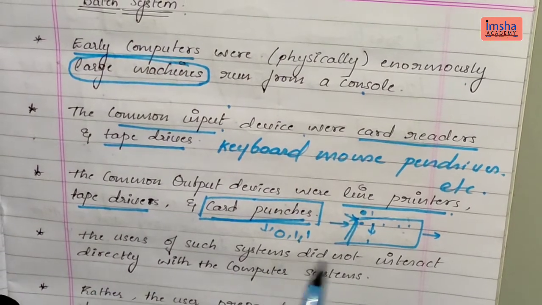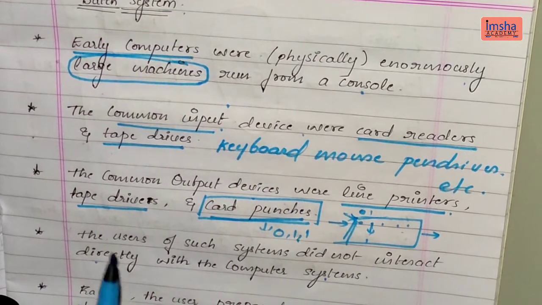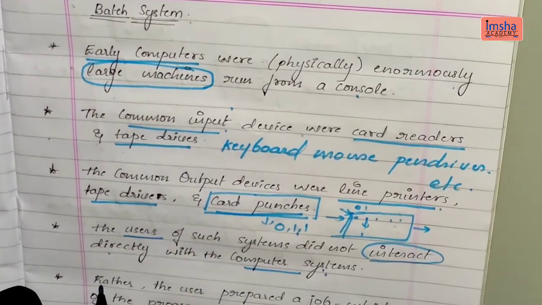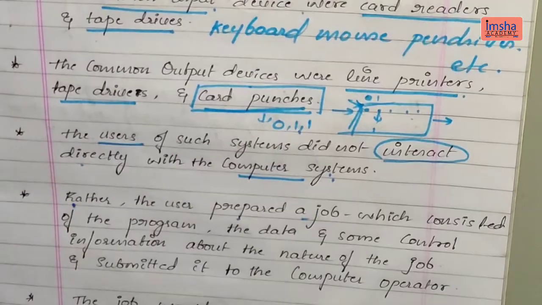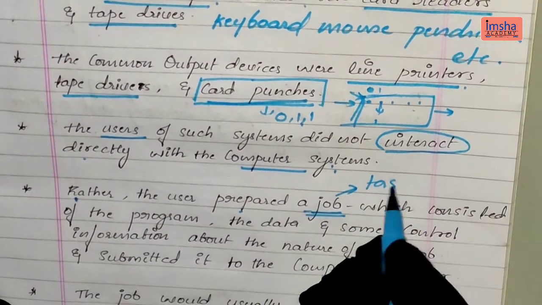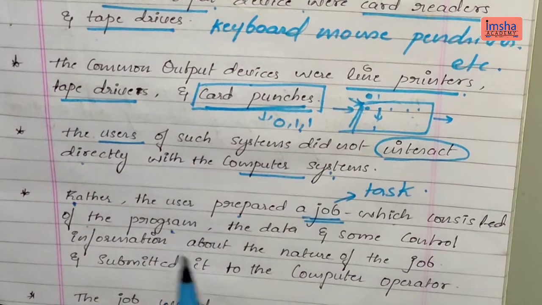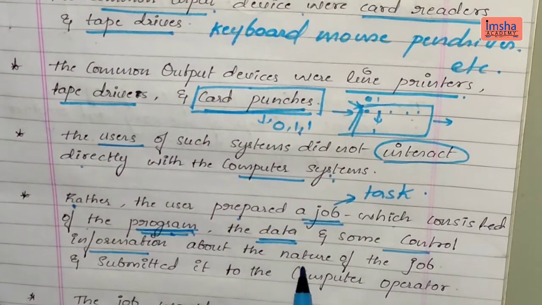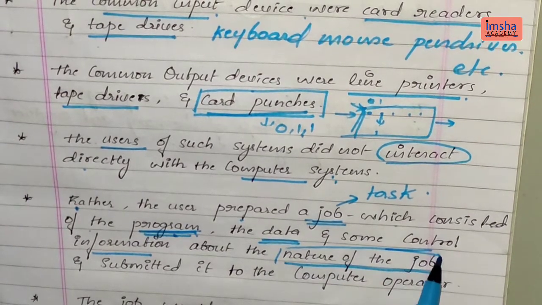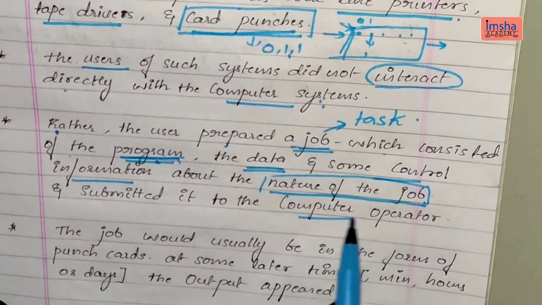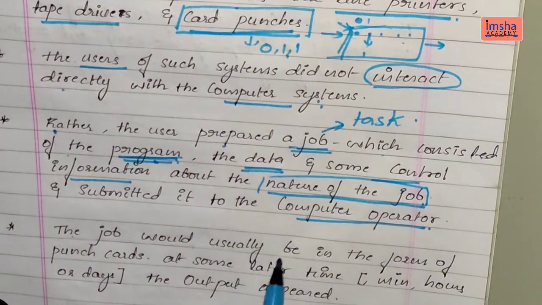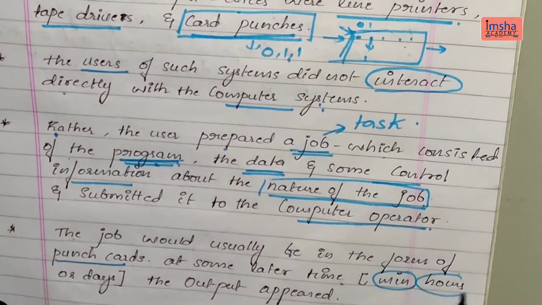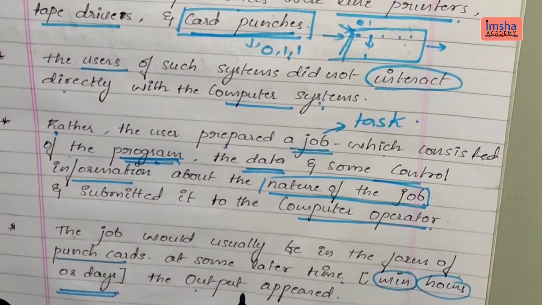The user of such a system did not interact directly with the computer system. As I said before, the user did not directly interact with the computer system. Rather, they would prepare a job, meaning the task they wanted to accomplish, which consisted of the program, in the sense the lines of code, the data, and some control information about the nature of the job, what exactly we have to do with this job, and submit it to the computer operator. The job would usually be in the form of punch cards. At some later time, it can be minutes, hours, or even days, the output would appear.